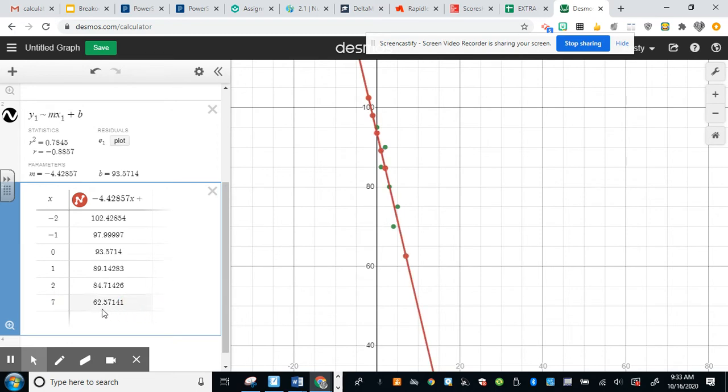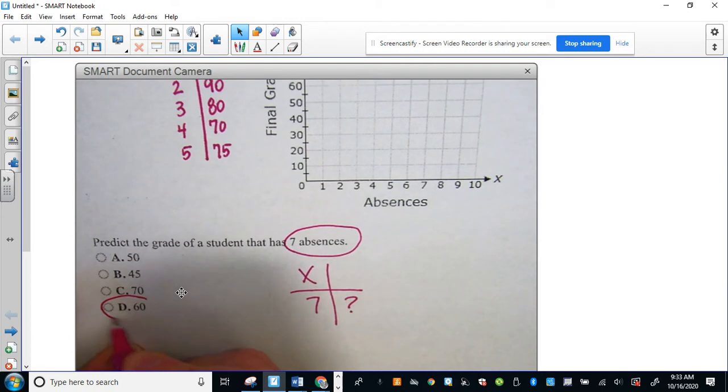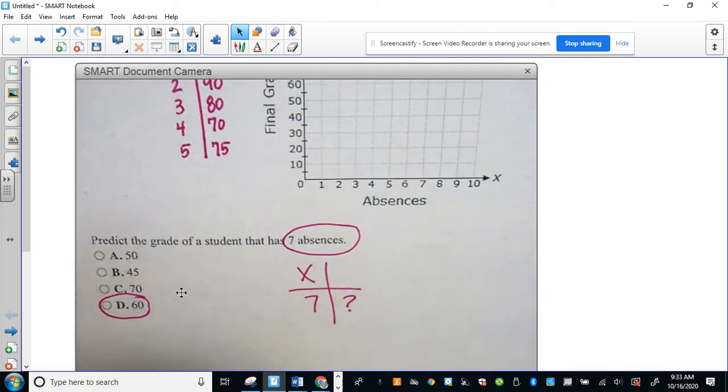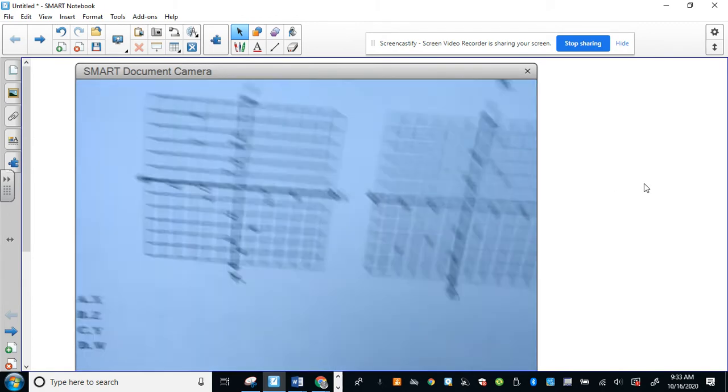Our answer would be 62.57, and it's closest to 60, approximately 60. So number 7 would be D. Again, that Desmos calculator came in very handy for that one.